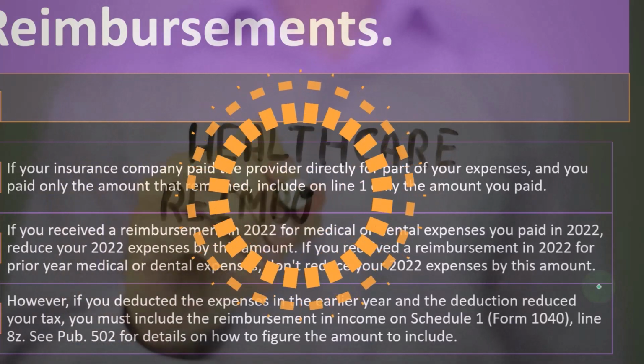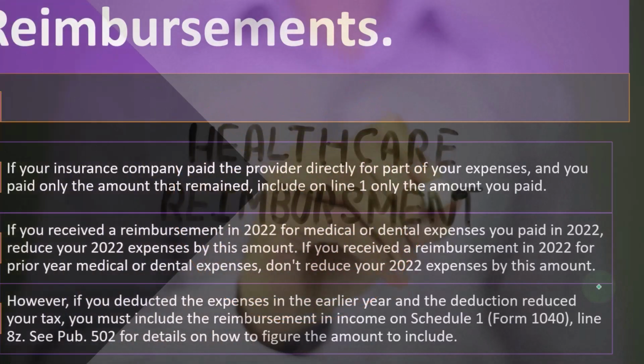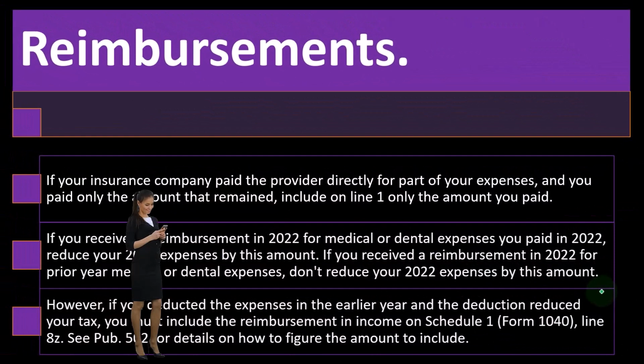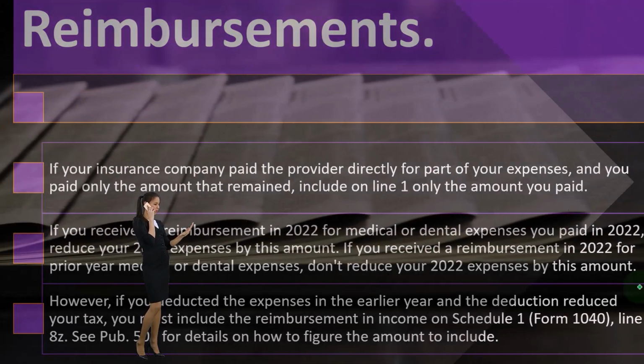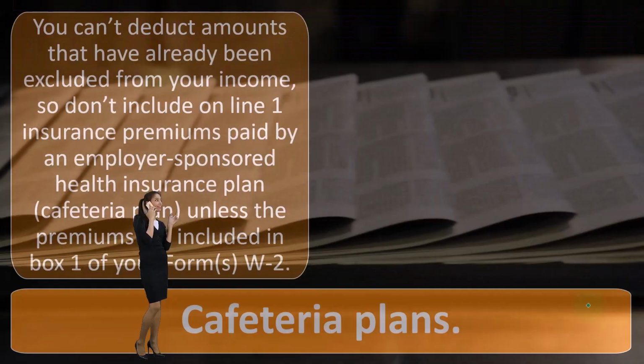So, however, if you deducted the expenses in the earlier year and the deduction reduced your tax, you must include the reimbursement in income on Schedule 1, Form 1040, line 8Z. That's that other income miscellaneous line we talked about in the prior section. And see Publication 502 for details on how to figure the amount to include.